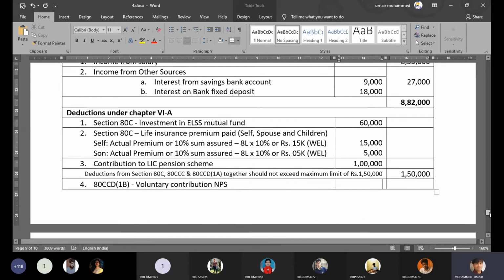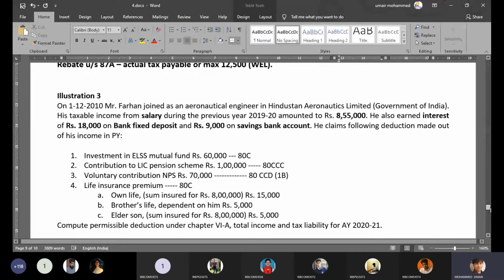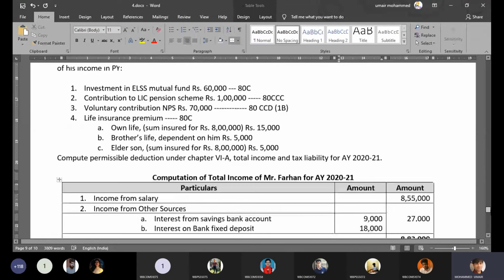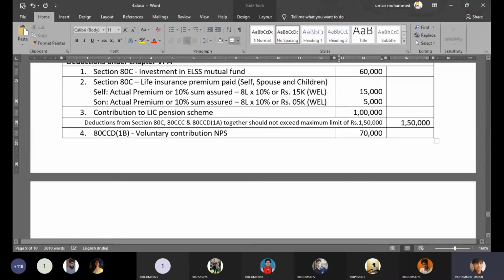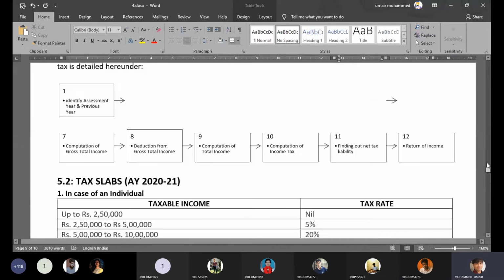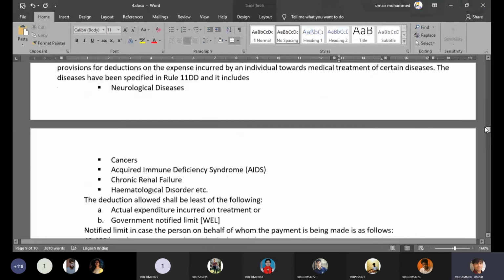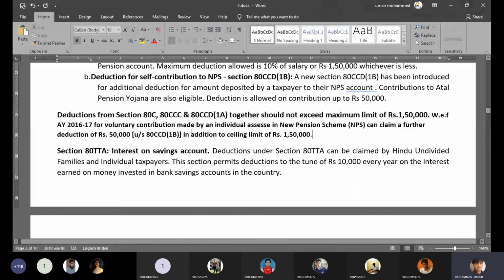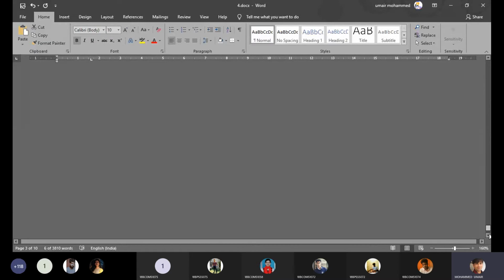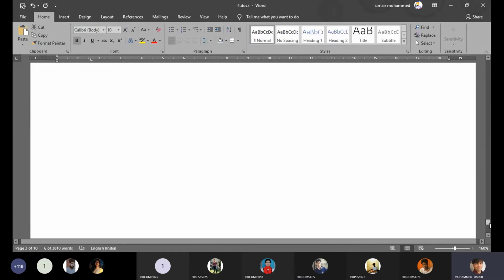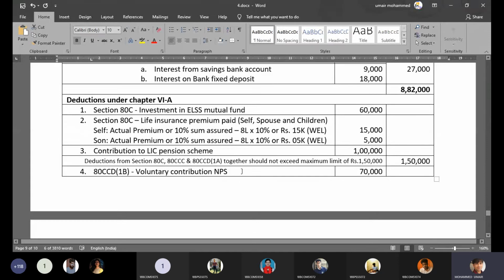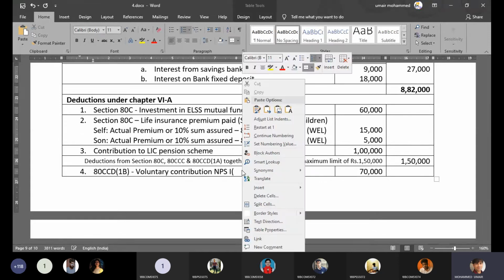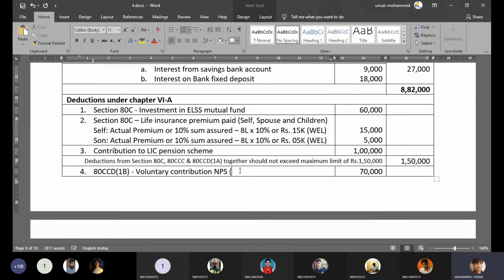Maximum deduction allowed here is 550,000, but the contribution he has made towards NPS is 70,000. So again, there is an issue here. So we have to apply the rule. Again, let me go back to the provision, which goes like this. So deduction of 50,000 is the max under section 80CCD(1B). But he has contributed more, but even though he has contributed more, we have to restrict that amount.